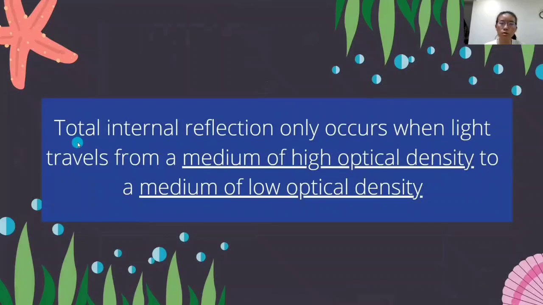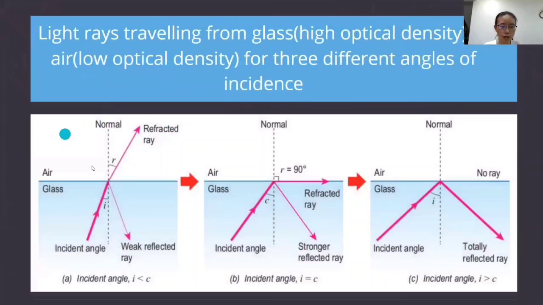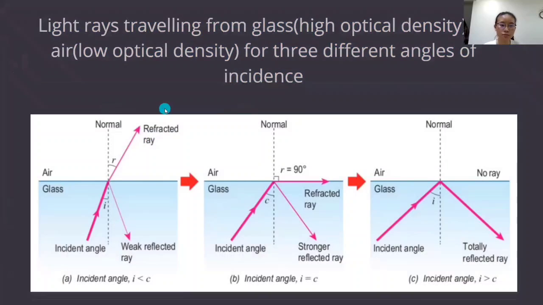Total internal reflection only occurs when light travels from a medium of high optical density to a medium of low optical density. And these are some examples of light rays traveling from glass to air for three different angles of incidence. We look at the first one.